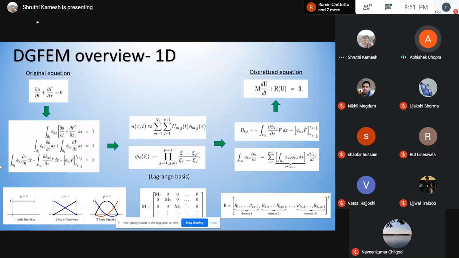So, Shruti, I just want to ask one thing, and I think some people might have the same doubt. In the flux function that you have explained in the figure, can you tell what are the different types of techniques that we use in DG methods? Sure. I'm coming to that.